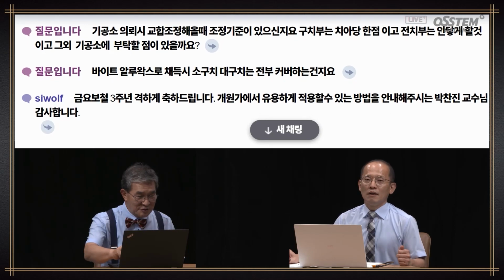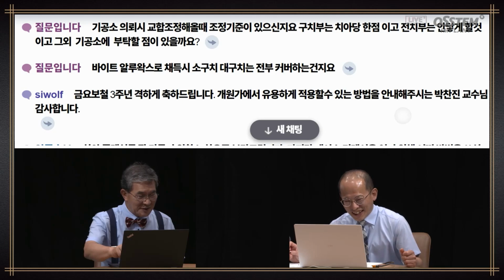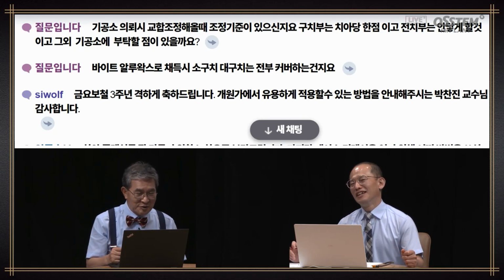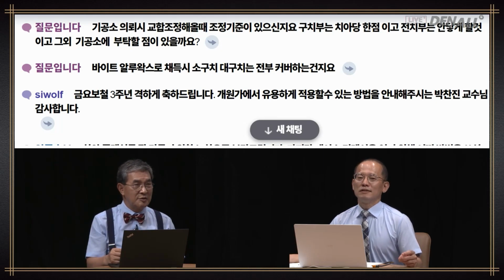So there are a lot of questions from the audience. I have a question. When there's an occlusal adjustment, is there a standard for the technician, such as one mark per tooth on the posterior side and no contact on the anterior side? Is there anything further to request of the technician?